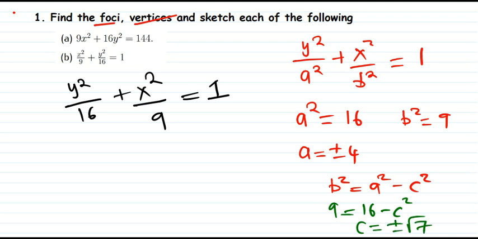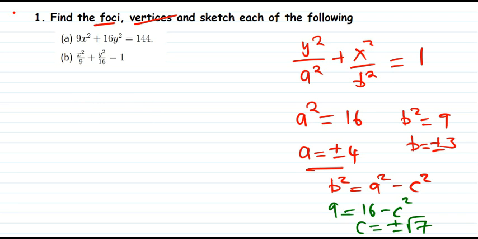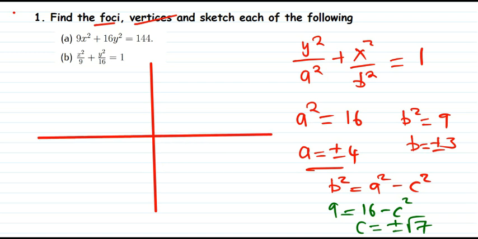Okay, and then we found a, b, and c, right? So our b is plus or minus 3. Now don't forget, this is going to be along the y-axis, so we have to put the foci inside. So the foci is going to be a smaller value if you compare a and c. So of course root of 7, and negative root of 7. And then the bigger values are 4 and negative 4.